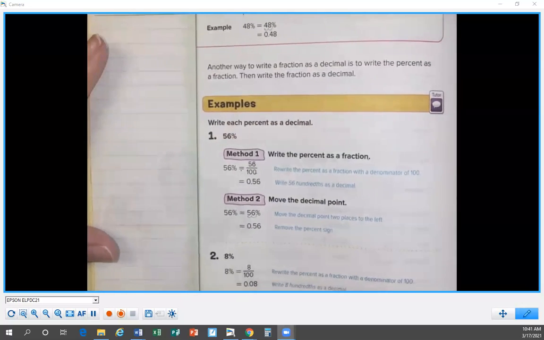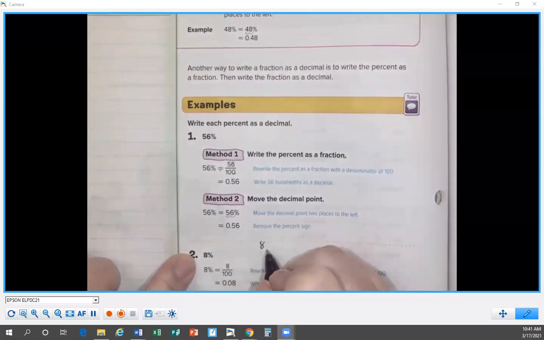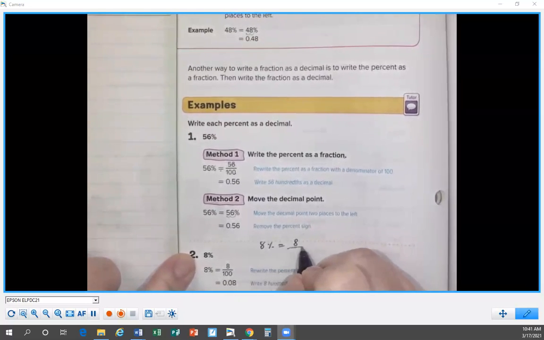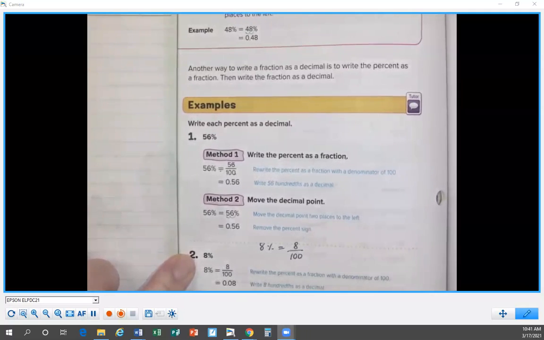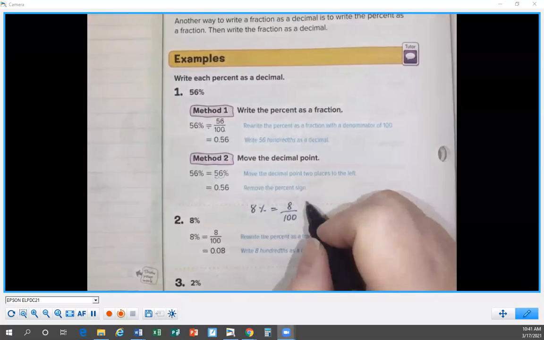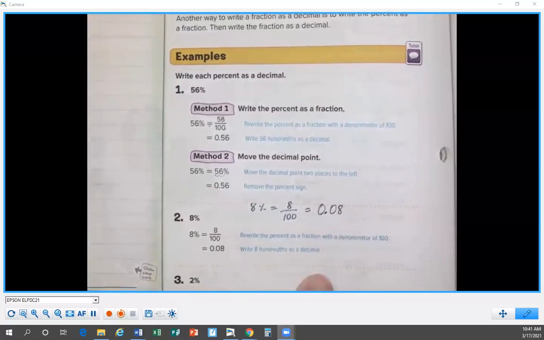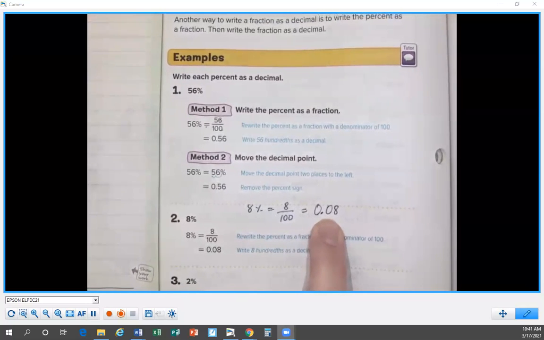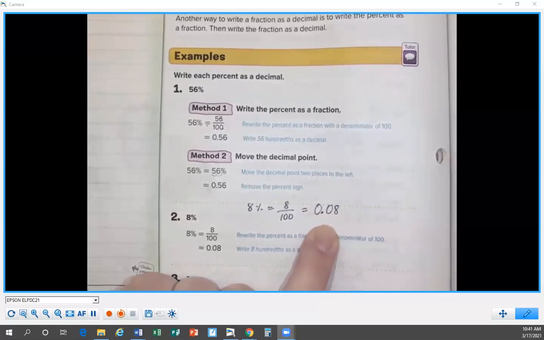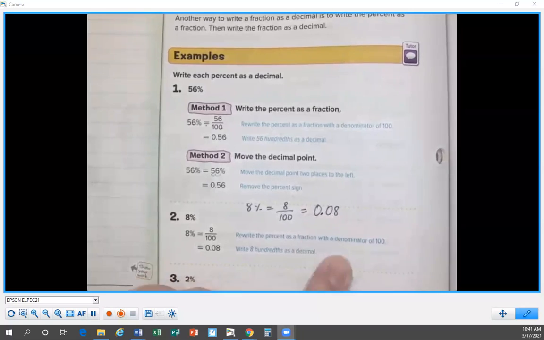All right, so let's look at example 2, 8%. So 8% means 8 per 100. Remember, cent means 100. Okay, and then I see that's 8 hundredths. So to write that as a decimal, I put the 8 in the hundredths place, and then as a placeholder in the tenths place, we put a 0 because if we don't put anything there, then it would be 8 tenths. If we just wrote 0.8, that would be 8 tenths.